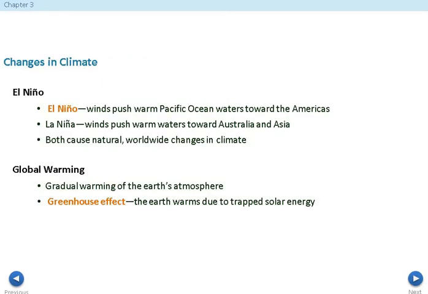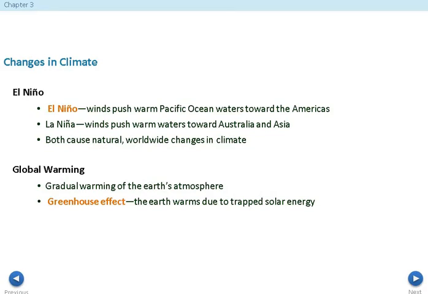We're also going to see changes in the climate. An El Nino is when winds push warm Pacific Ocean water towards the Americas. What this does is this really throws off your climate. For example, if we're in an El Nino, we're probably going to have a very warm fall, really a warm spring as well, and we just see it being a lot warmer. It's going to be a lot hotter during the summertime.